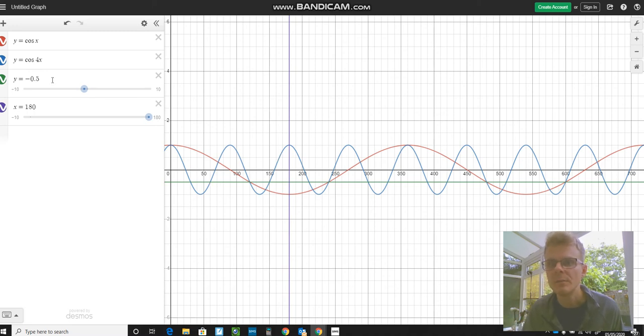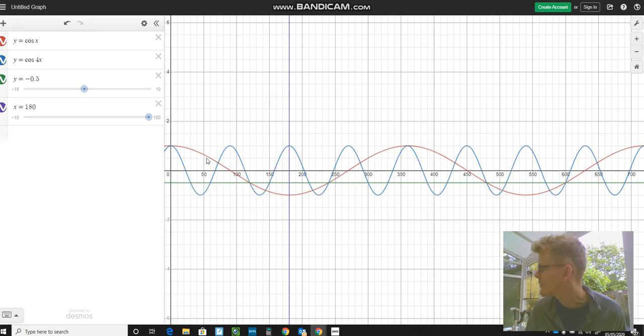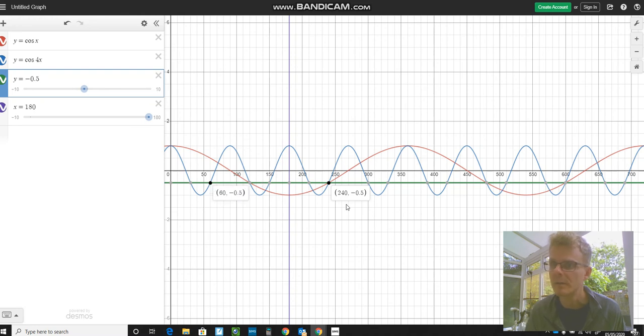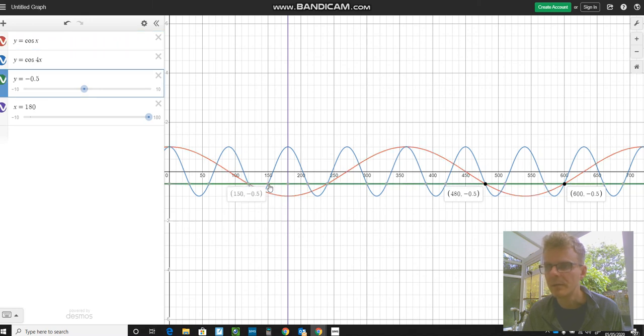So you do exactly as you would do normally. So you do inverse cos of minus 0.5, and you get your first solution, which is 120. Now if you divide that by 4, compress it, you get the first solution on the cos 4x graph of 30 degrees. Okay, if you move along, having drawn your graph out, you get your second solution of 240. If you divide it by 4, compress it, you get 60 degrees. Okay, and if you keep going, there's the next solution. 480 divided by 4 gets us to our 120, and then finally 600 divided by 4 gets us to our 150.